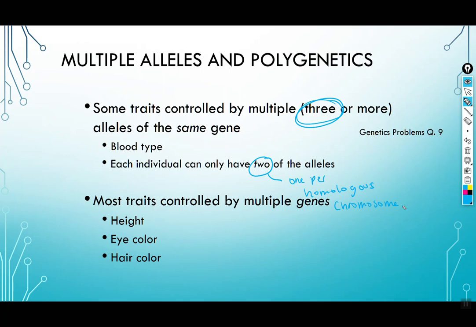Most traits are controlled by multiple genes. Within each gene, there's possibly more than one allele of the gene, but the trait itself is controlled by more than one kind of gene. For these, you tend to see a continuous distribution rather than phenotypic ratios. So instead of saying a 1 to 2 to 1 ratio of short to medium to tall people, you see a continuum where people are on either the shorter end of the spectrum or the taller end of the spectrum. Same with eye color and hair color. They're all controlled by multiple genes, which is where you get a lot of possibility for variation.